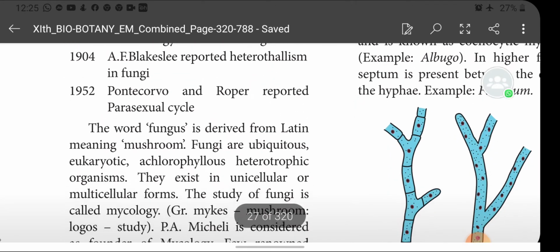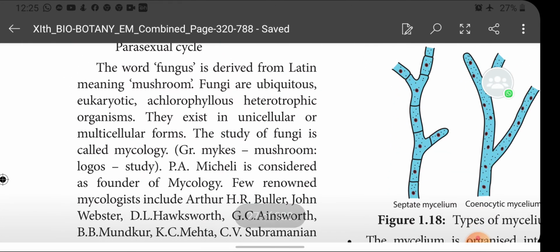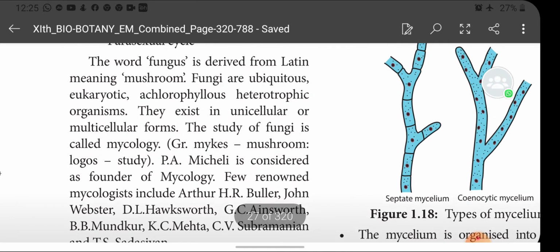Mycology is nothing but the study of fungi. The word fungus is derived from Latin meaning mushroom. Fungi are ubiquitous, eukaryotic, achlorophyllous, that is, there is no chlorophyll in their body, and heterotrophic. Since there is no chlorophyll, they cannot prepare their own food, so they depend on other organisms for food.